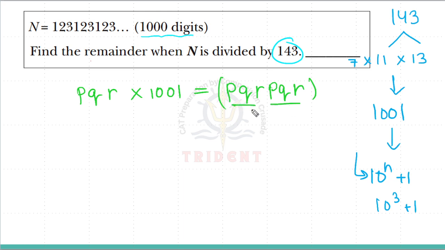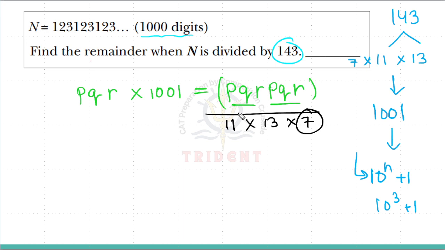Now obviously you can try this out on your own. You can take numbers and try to predict. Now the fascinating thing is that this PQR PQR number will be divisible by 11, it will be divisible by 13, and it will also be divisible by 7. So what I want to do with this question is somehow manipulate the 123 all the way till 1000 digits in such a way that I can predict some pattern.